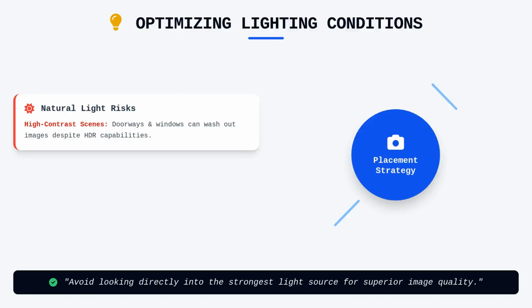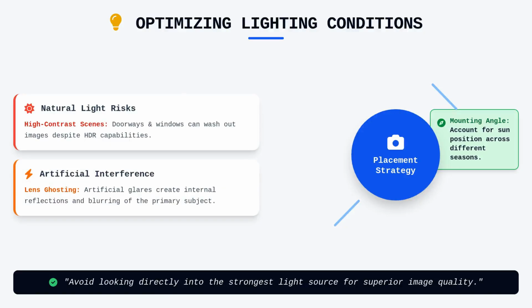If you have no choice but to point a camera toward an exterior entrance, consider how the mounting angle might minimize the impact of the sun at different times of the year. Glare from artificial lights can also create internal reflections within the lens, which leads to ghosting or blurring of the primary subject. By slightly adjusting the pan or tilt of the mount, we can often steer the optical path away from these offending light sources without sacrificing the coverage area.